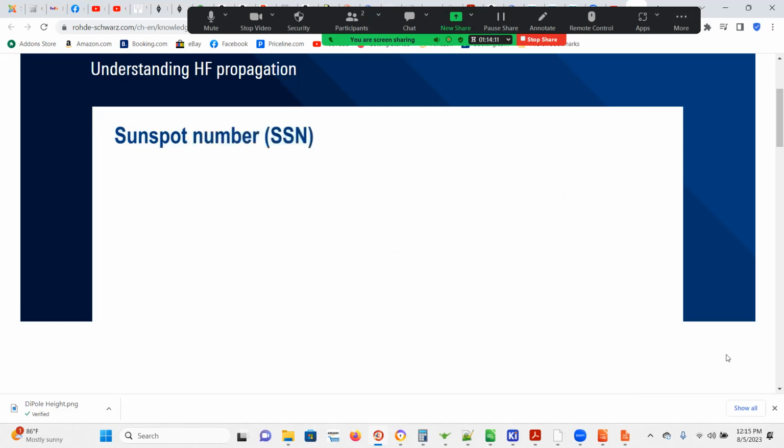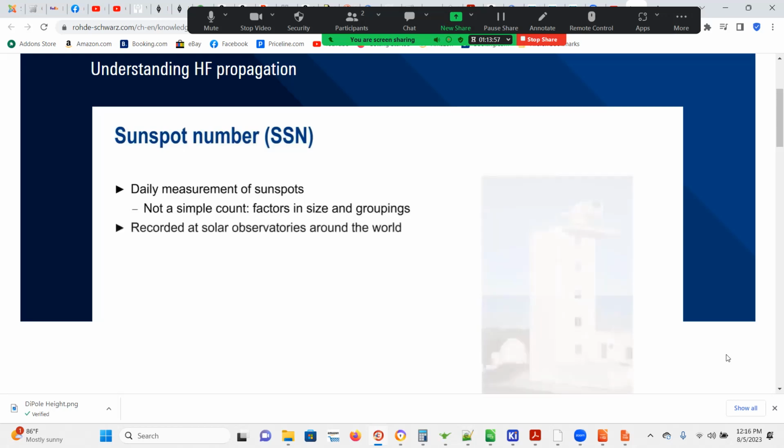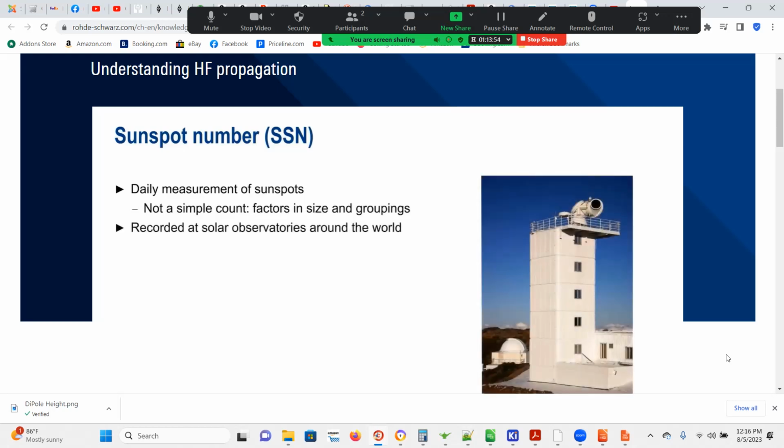The quantitative measure of sunspots is sunspot number, which is a daily measurement of sunspots. Note, however, that sunspot number isn't simply a count of the number of sunspots. It also takes into account additional factors like the size and grouping of sunspots. Sunspot number is recorded by a number of solar observatories around the world, and sunspot number values range from 0 to a maximum recorded value of about 250. As mentioned a moment ago, more sunspots, or a higher sunspot number, almost always means better HF propagation.